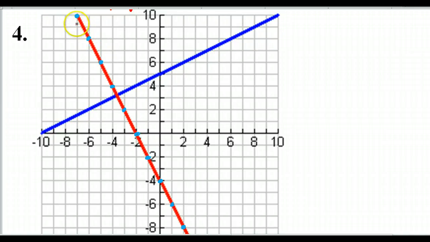But rise and run from one point to the next. The rise is down 2, the run is right 1. So negative 2, positive 1, negative 2, positive 1. So the slope for the red line is negative 2 over positive 1, which is simply negative 2. Now let's do the blue line.